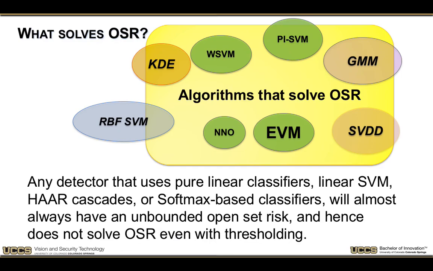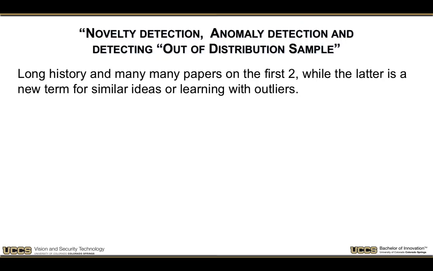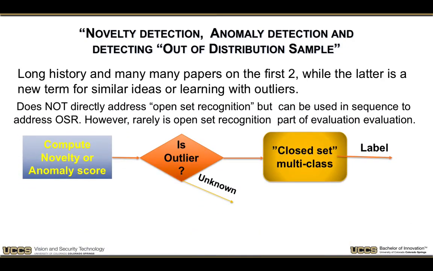And the biggest thing you have to know is anything that labels all of space, an infinite amount, like a linear classifier, an SVM, will have unbounded open space risk and they just never solve the problem completely. Can I solve this with novelty detection, anomaly detection algorithms?